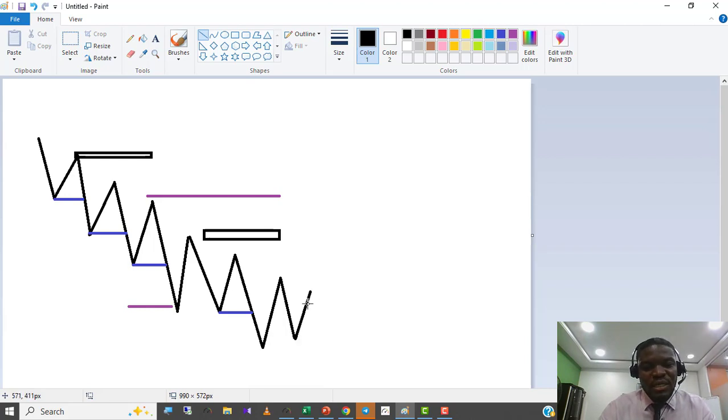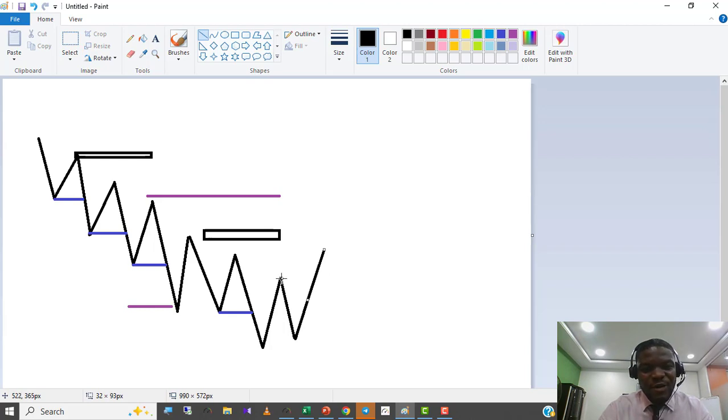So it means there is no break of structure to the downside, right? So the market will now move up something like this, and then move higher, right? Higher than this high here.